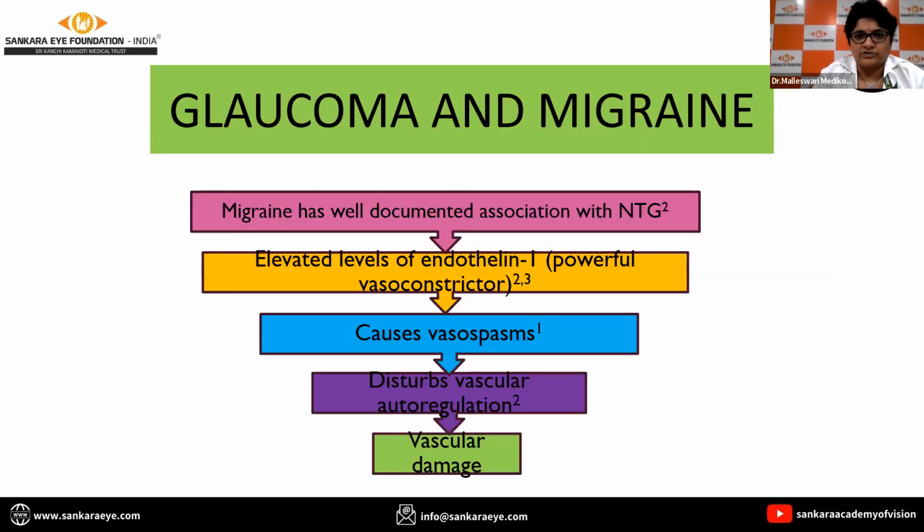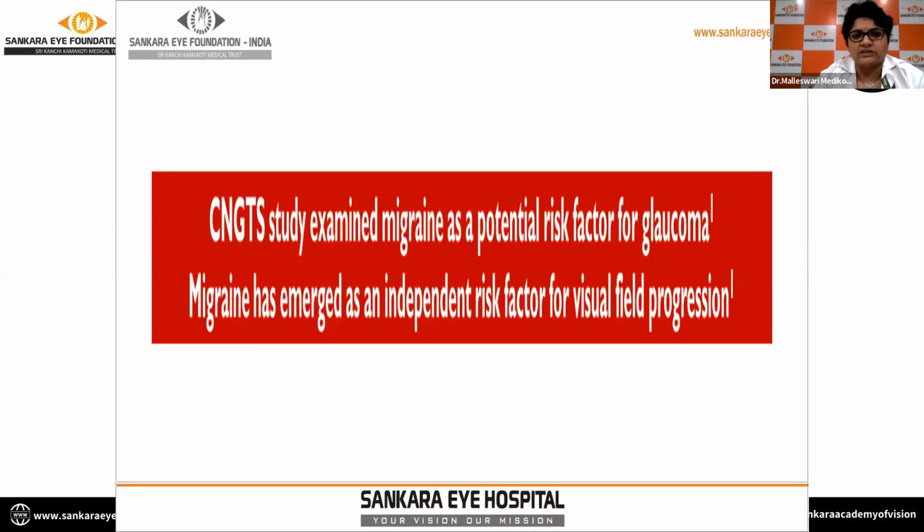And the migraine: the association of migraine with glaucoma. Migraine is associated with elevated levels of endothelin-1. This endothelin-1 can cause vasoconstriction, which can cause vasospasms. It disturbs the vascular autoregulation, causing vascular damage. So according to the CNGTS study, migraine is a potential risk factor for glaucoma, as well as an independent risk factor for progression of glaucoma.